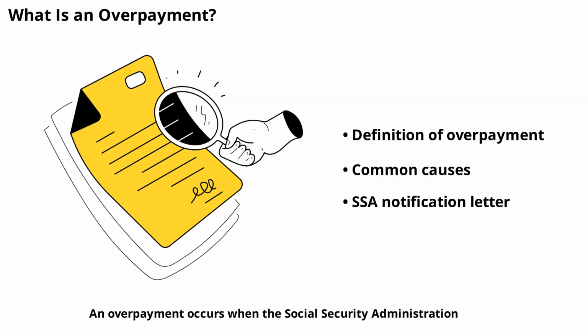An overpayment occurs when the Social Security Administration gives you more money than you're entitled to. This could be due to a change in your income, a mistake in your reported information, or even an administrative error. When this happens, the SSA will send you a letter explaining the overpayment and the amount they believe you owe. It's important to read this letter carefully and understand why the overpayment happened before taking any steps.